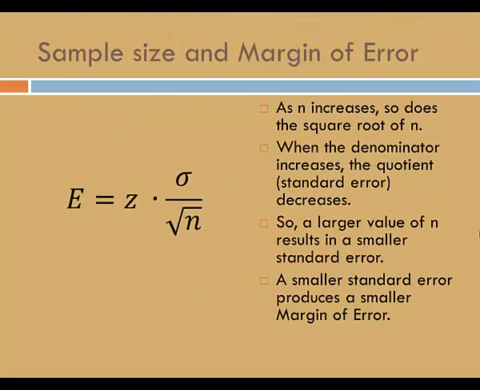Notice in this formula, n is inside a square root and in the denominator of a quotient. As n increases, so does the square root of n. And when the denominator increases, the quotient, or standard error, decreases. So a larger value of n results in a smaller standard error. And a smaller standard error, in turn, produces a smaller margin of error.